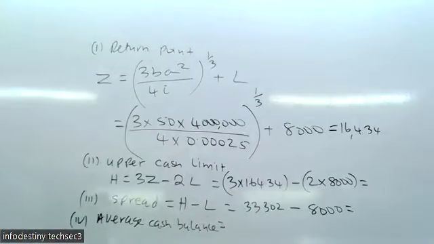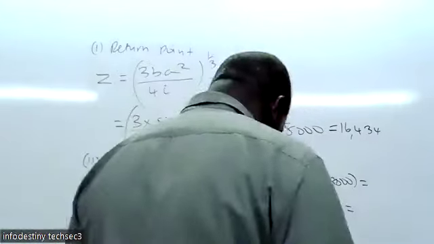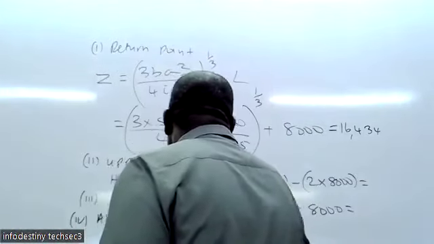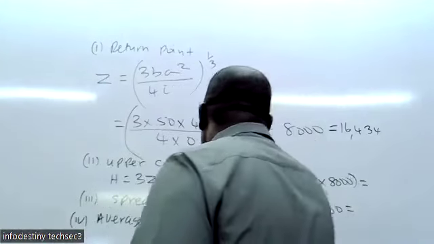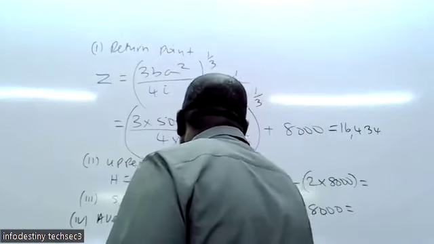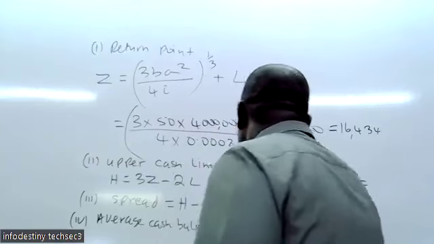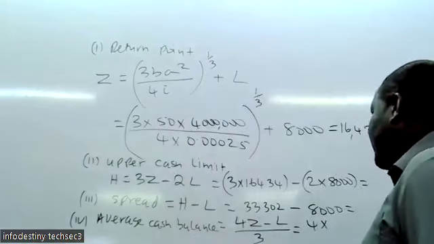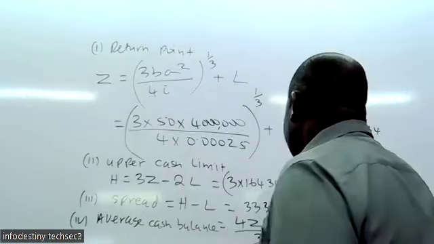So average cash balance, from the information I've given you, is 4Z minus L divided by 3. So Z was how much? 16,434.